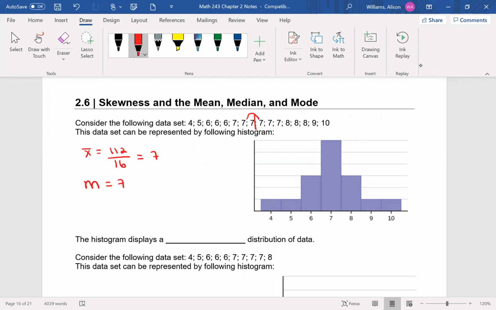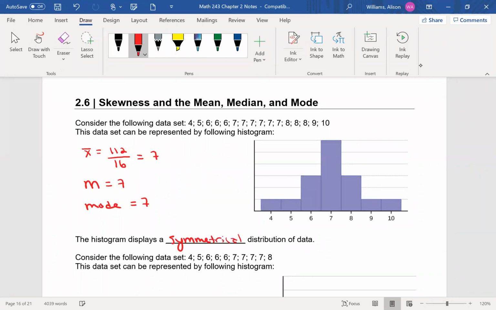All right. Now the mode, the most frequently occurring data value, that's also going to be 7. Okay, so all 3 of them are 7. They're all the same value. And what we see about the histogram is that it is very balanced. So we call that symmetrical.